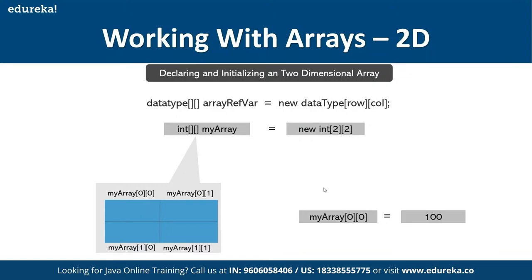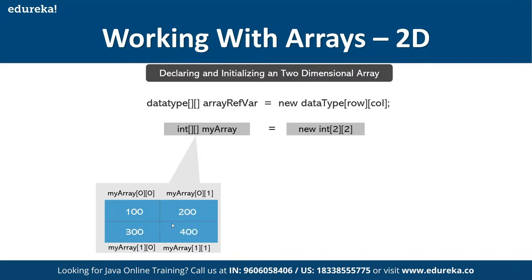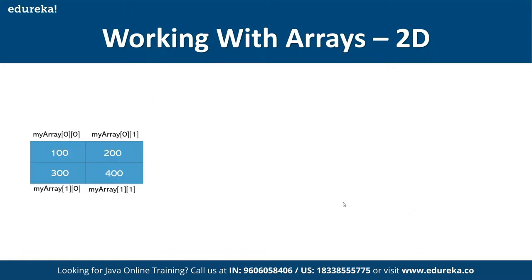And then if I want to initialize with some values, while filling the values, we can assign the values like this. Likewise, I have done the filling for the other entries in this two-dimensional array. As a result, this is how my array has been filled with values 100, 200, 300, and 400. And in this way, we can declare and initialize a two-dimensional array.